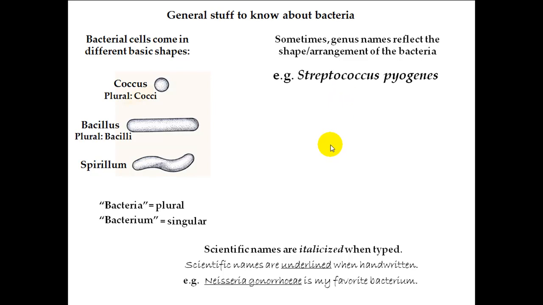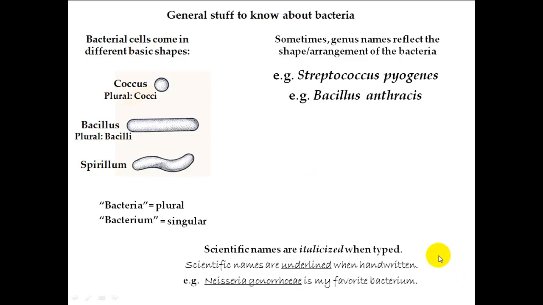Another example of where that's the case is this scientific name right here, Bacillus anthracis. This is the bacterium that causes anthrax. And so you see that the person that decided to give it its genus name decided to have its genus name reflect what shape it is when you look at it under the microscope. All right, so again, some general stuff to know about bacteria: they come in different shapes, different arrangements, and then there's a proper convention to use when you're writing their scientific names.